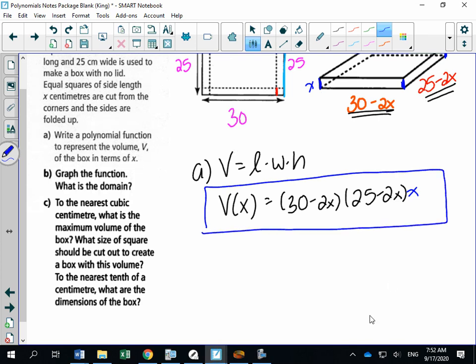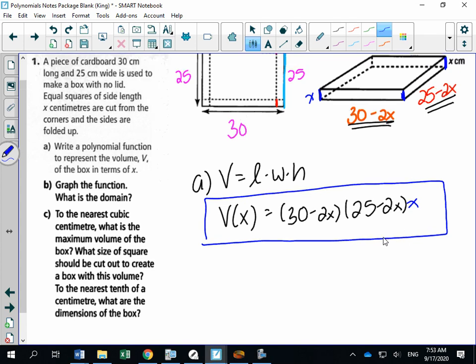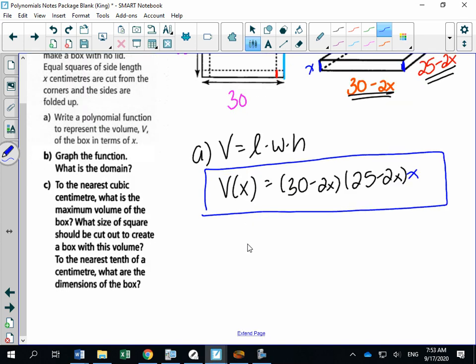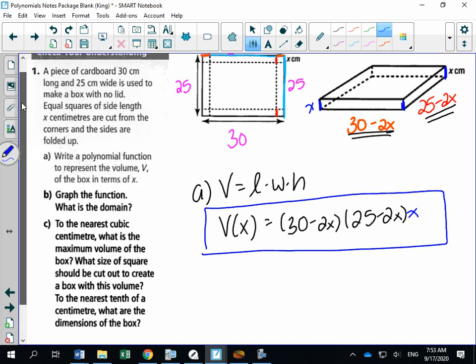Okay, let's do B. Graph the function and what is the domain. So a few things. You're going to take out your calculators and we're going to type this into our calculators. Now, we're going to have to change the window. Okay, so remember that the y-axis is volume. So without subtracting anything, if I was to calculate the volume without subtracting, it would be 30 times 25 times whatever this height is.